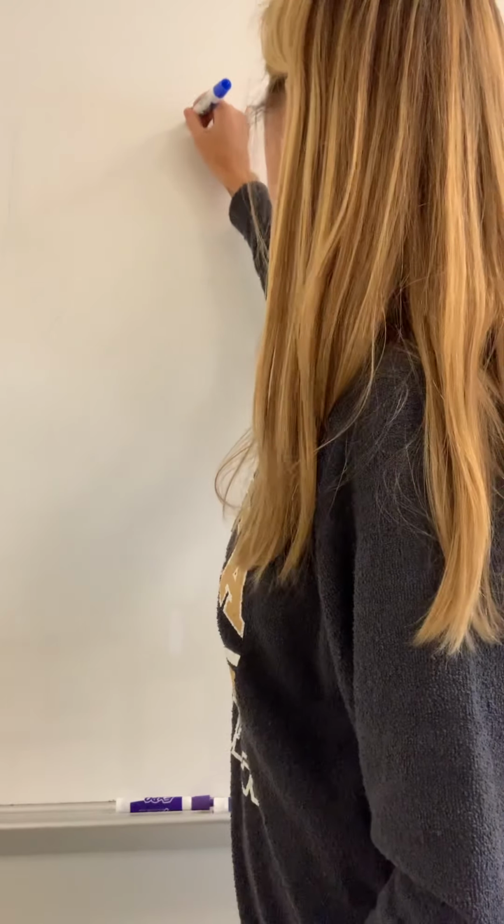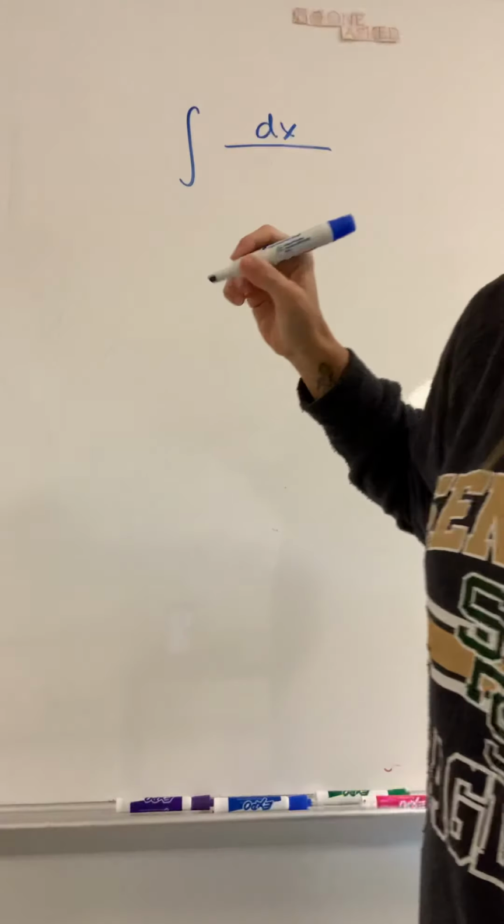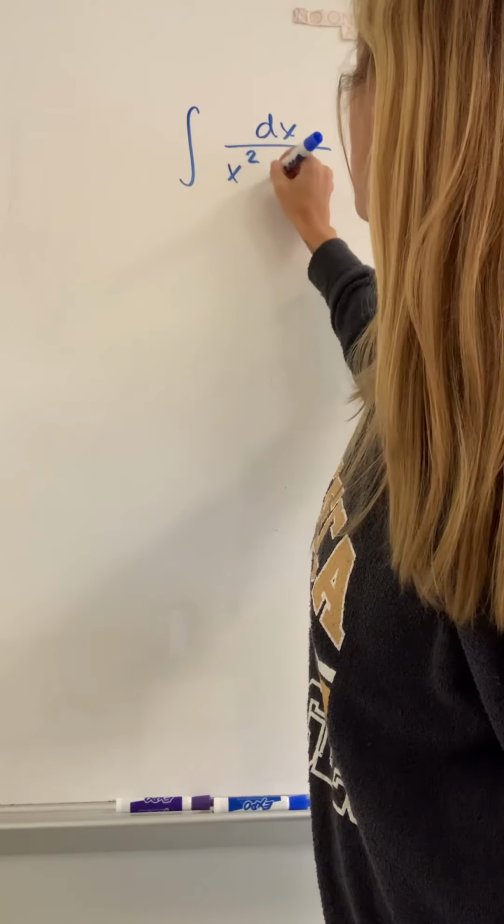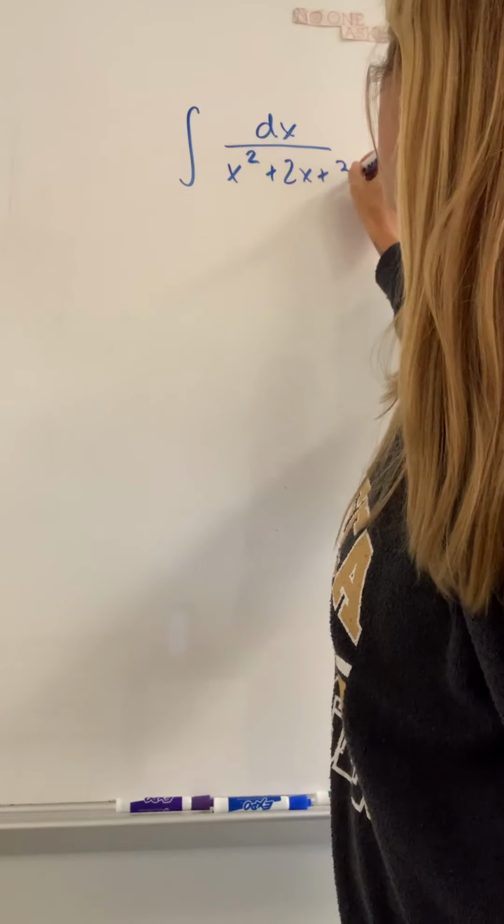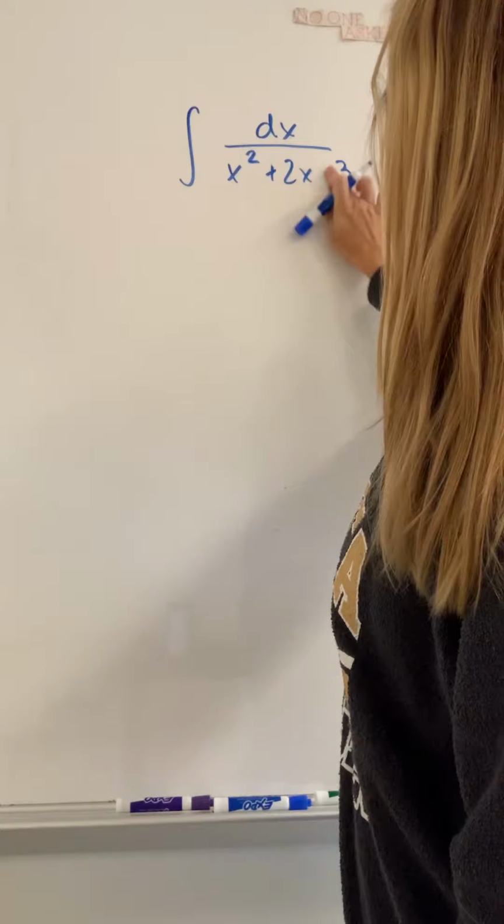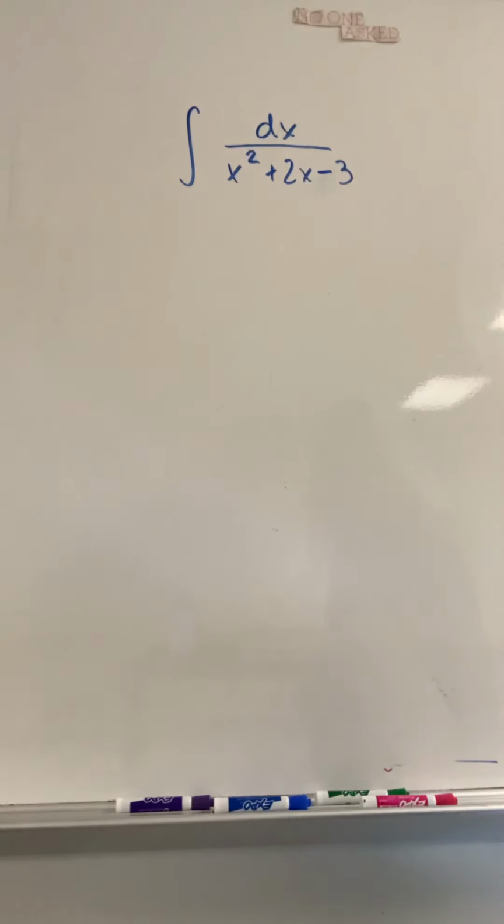So let's do the integral of dx over x squared plus 2x minus 3. Sorry, that looks really similar to the one that we just finished. It looks really similar to the one we just finished, but that's okay. It's going to be different.